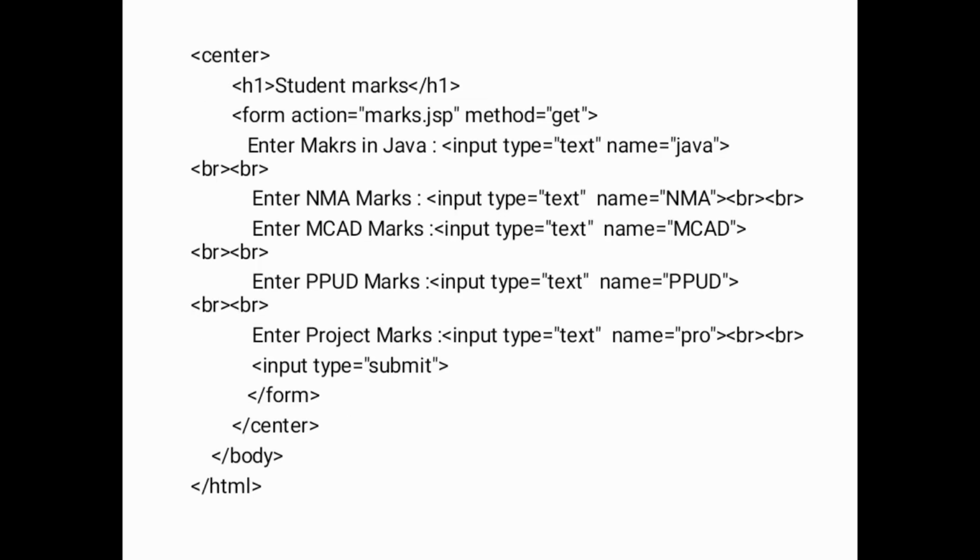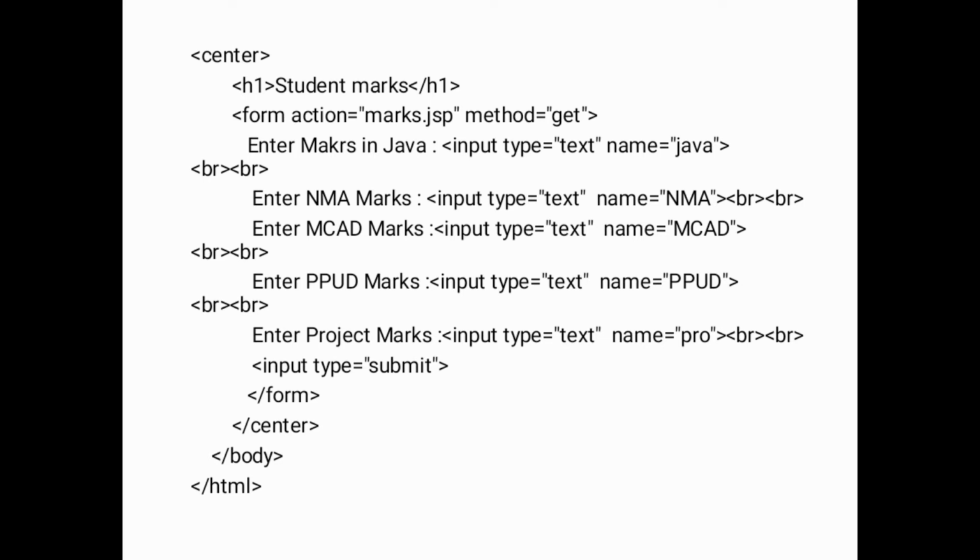Here Student Marks is declared as heading 1, and the action which is going to be performed in file 2, that is marks.jsp, is declared. We are getting the inputs from the user, that is marks. The marks should be in text format. First, enter marks in Java.